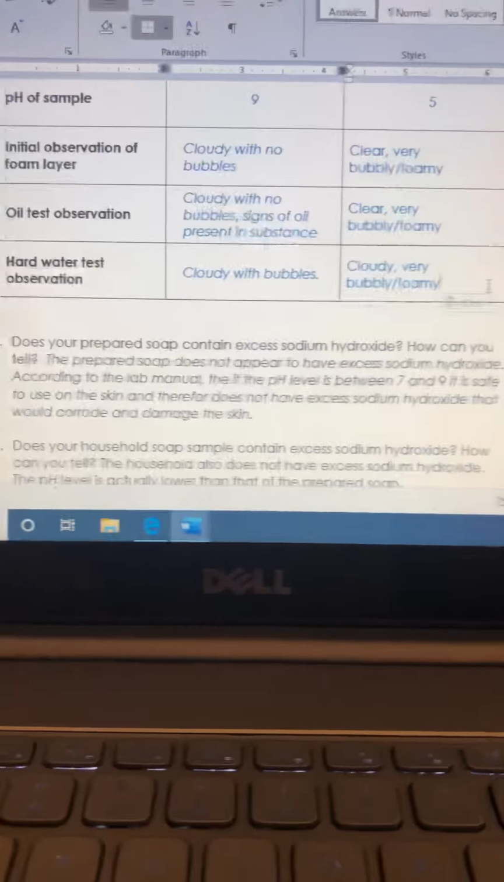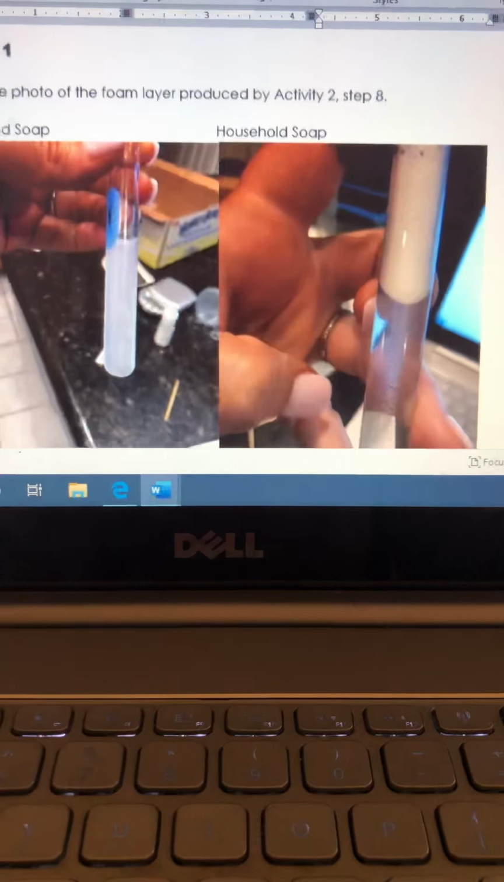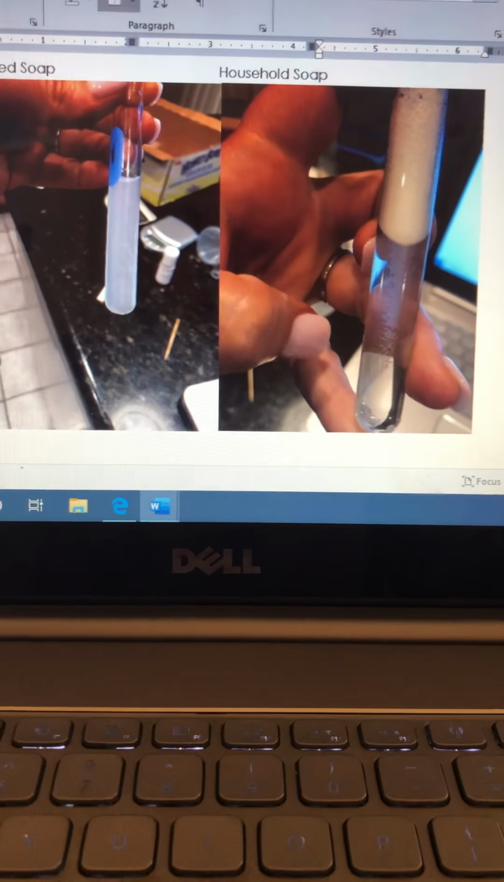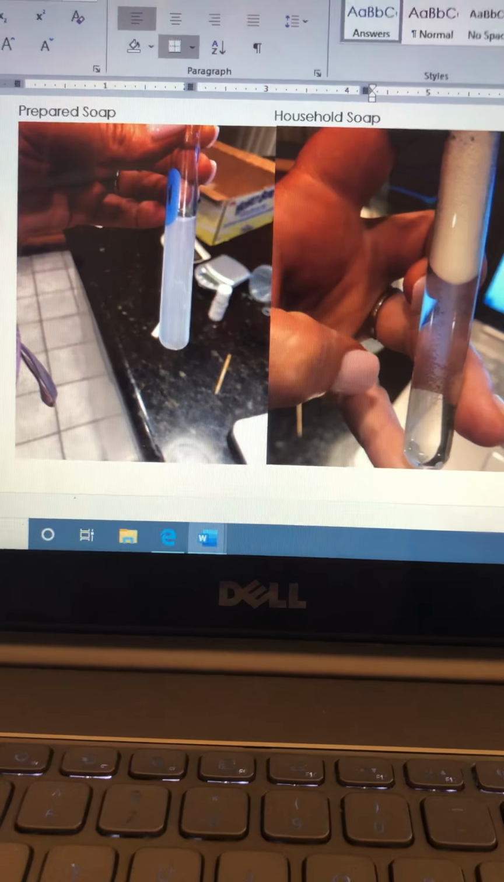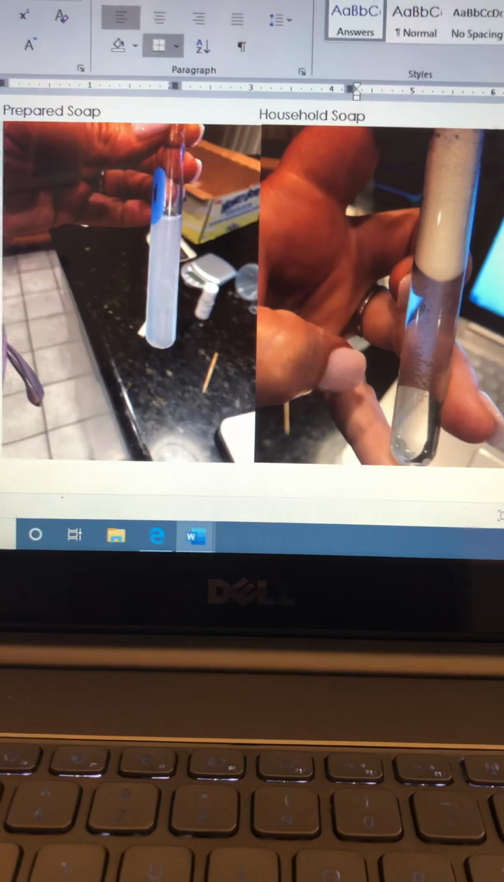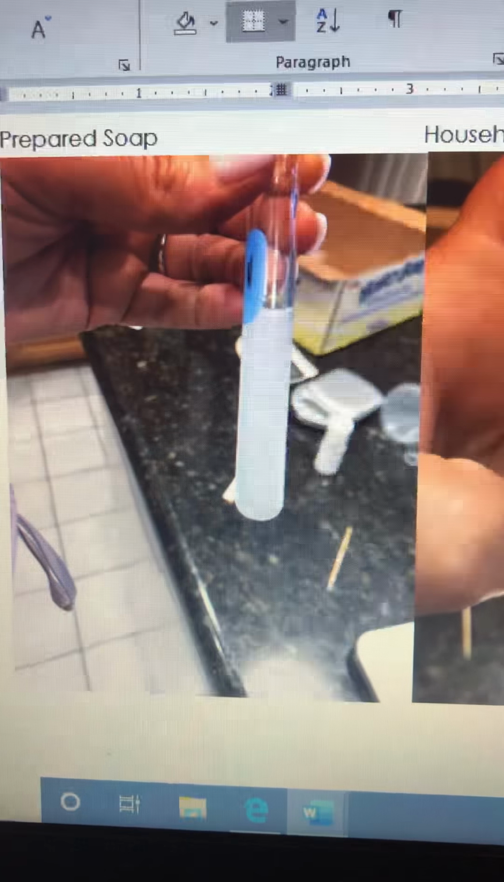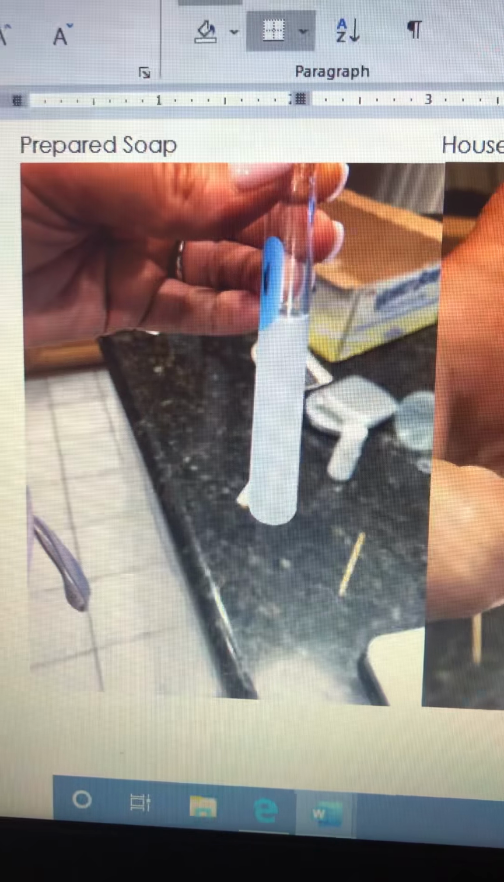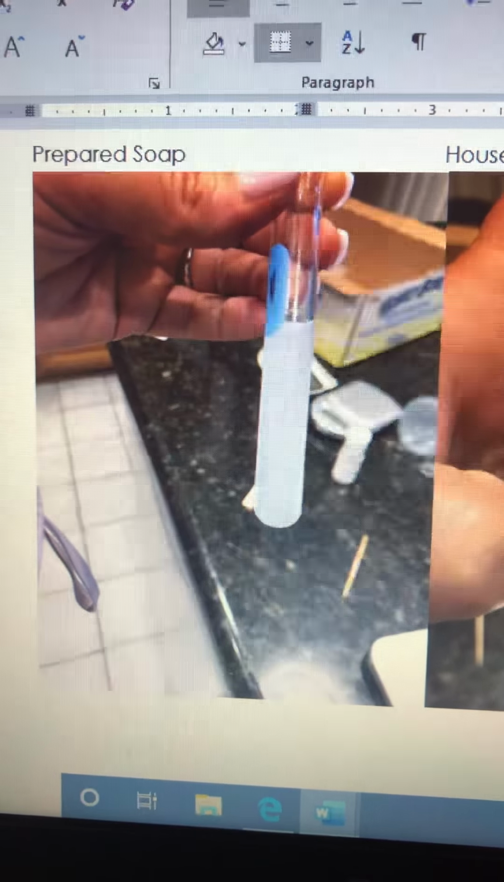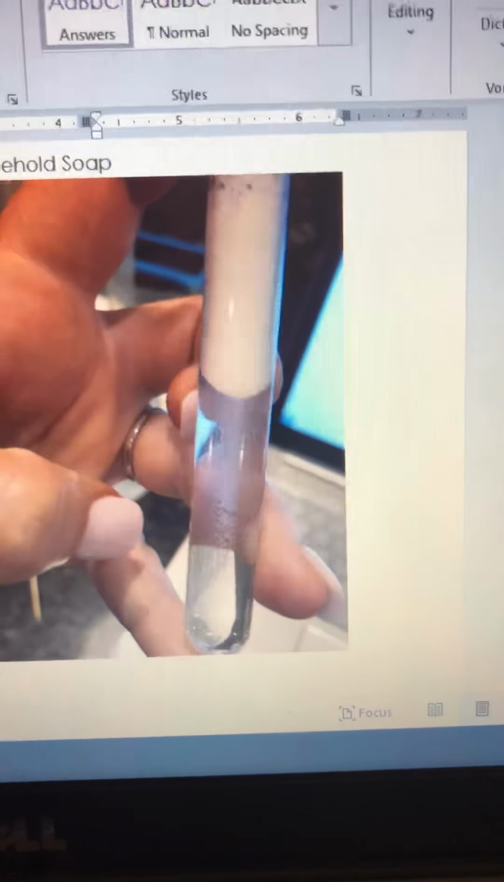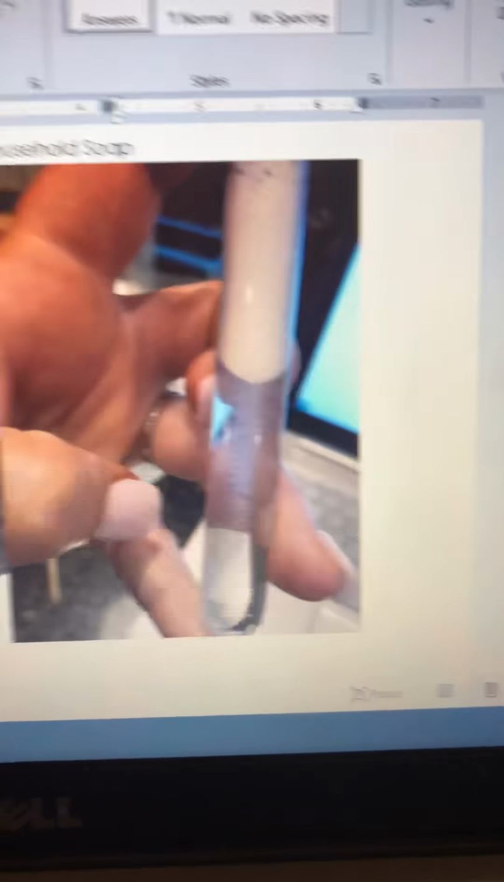So I'm going to show you the pictures of these. This is the first picture. This is just shaking the soapy substances in the first test tube without adding anything to it. As you can see, this is very cloudy, but there's not really any foam or bubbles. On the other hand, this one's very clear, and there are lots of bubbles for the household soap.